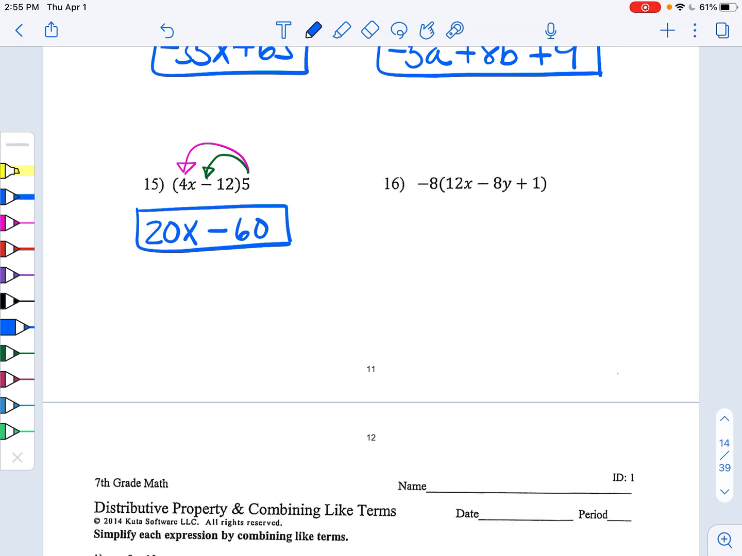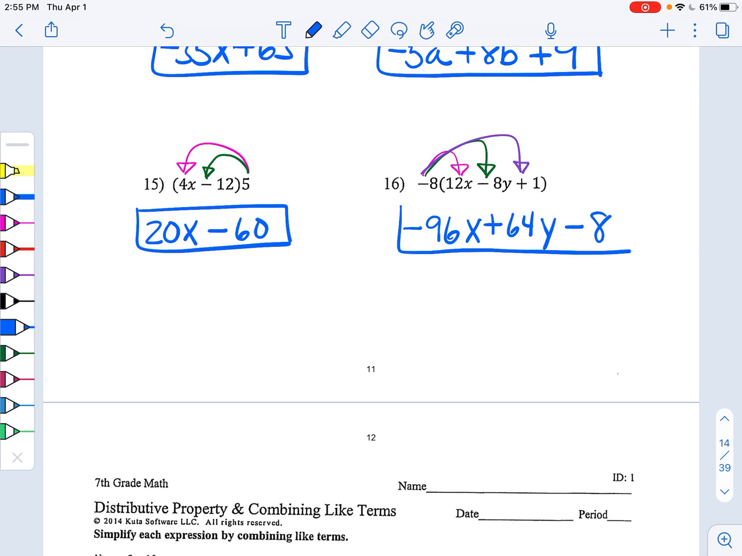And last but not least, number 16. We have negative 8 times positive 12x. That would be a negative 96x. And then you have a negative 8 times a negative 8y. Negative times a negative is a positive 64y. And then, last but not least, you have a negative 8 times a positive 1, and that would get you a negative 8.